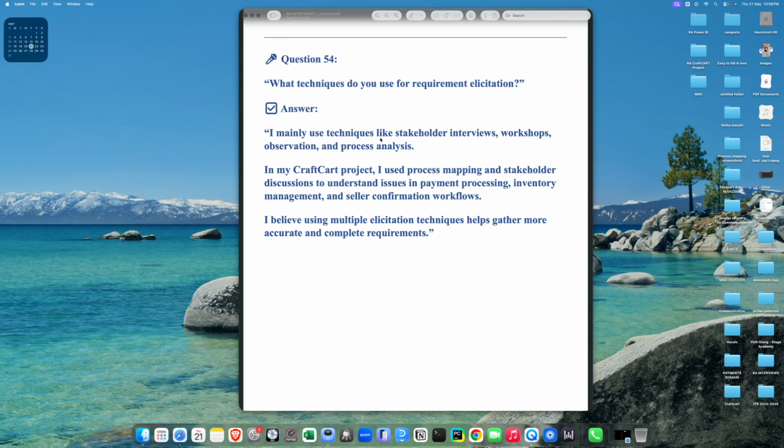I just told stakeholder interviews, workshops, observation, process analysis, and I gave the example of my CraftCart project where I used process mapping and stakeholder discussion to understand issues in payment processing, inventory management, and seller confirmation workflows. So, I believe using multiple elicitation techniques, elicitation basically means requirements gathering. Elicitation means gathering. So multiple elicitation techniques help gather more accurate and complete requirements.